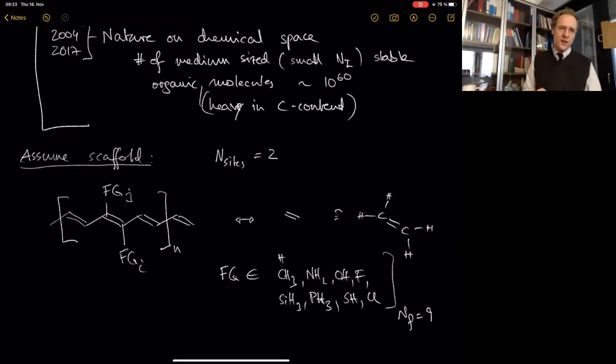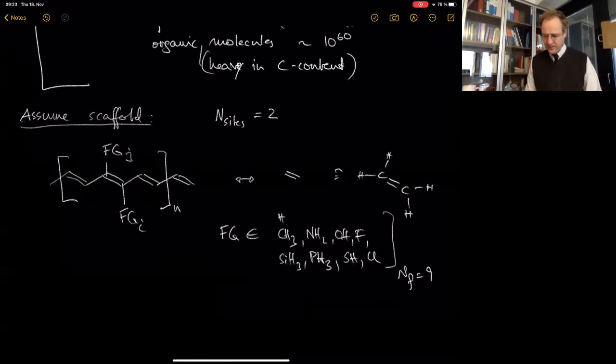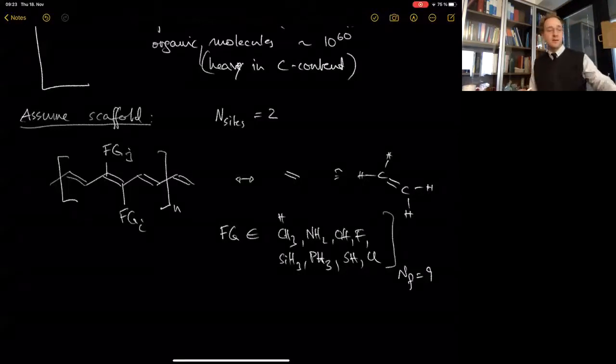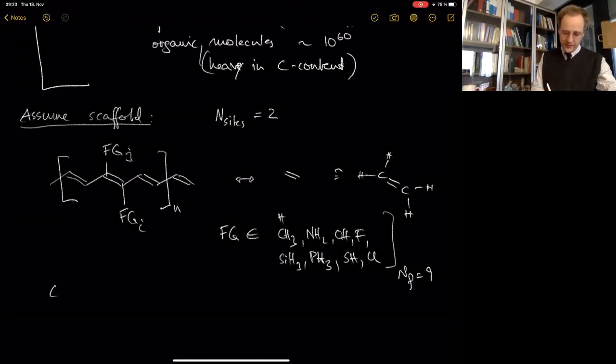So that could be an alphabet from which we draw. And so then the particular compound space, neglecting symmetry, right, would be the number of functional groups. So this chemical compound space then scales as number of functional groups to the power of sides, right? So in this case, we'd have 9 to the 2, it's 81.